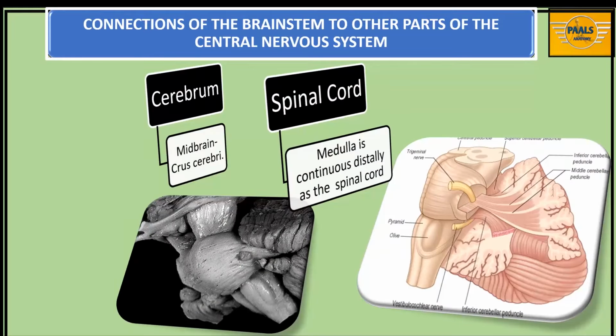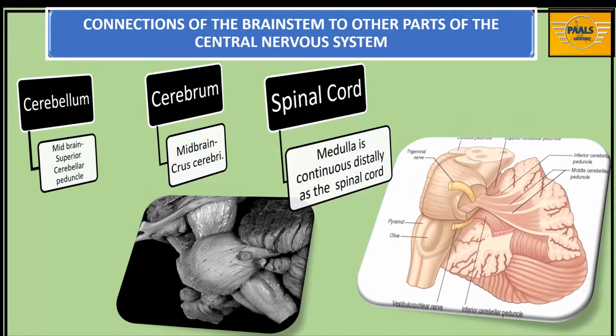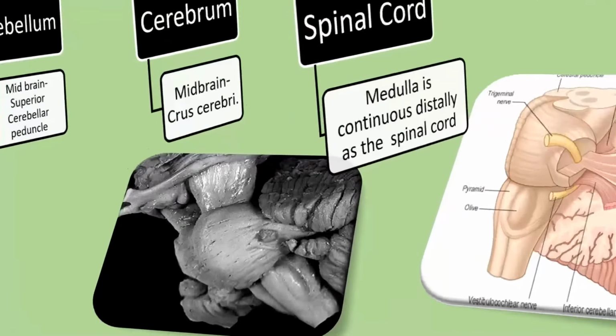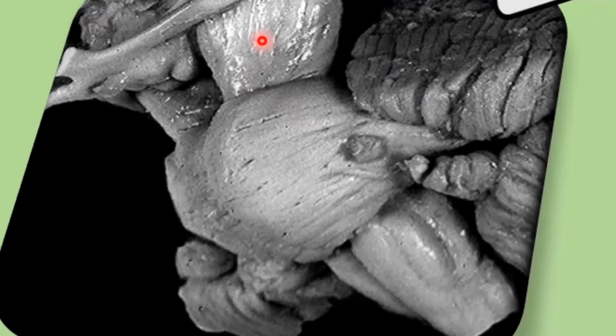We'll be considering the connections of the brainstem to other parts of the central nervous system. We are going to start with the cerebrum. The brainstem connects to the cerebrum through the midbrain. This is the midbrain. And then the part of the brain above the midbrain, we have the diencephalon and the cerebrum. So the connection of the brainstem to the cerebrum is through the midbrain.